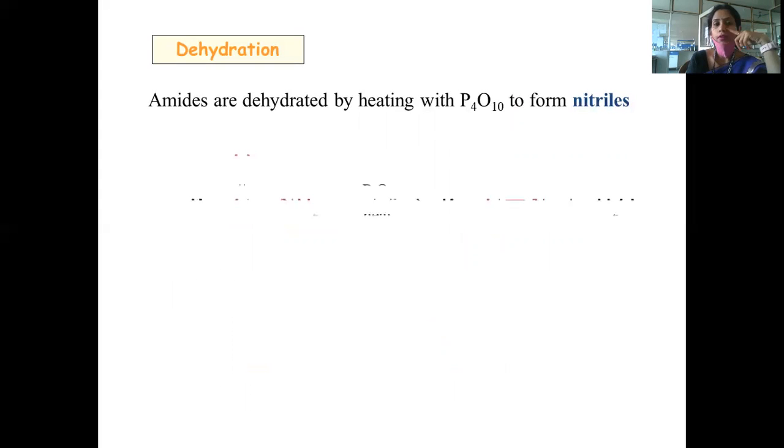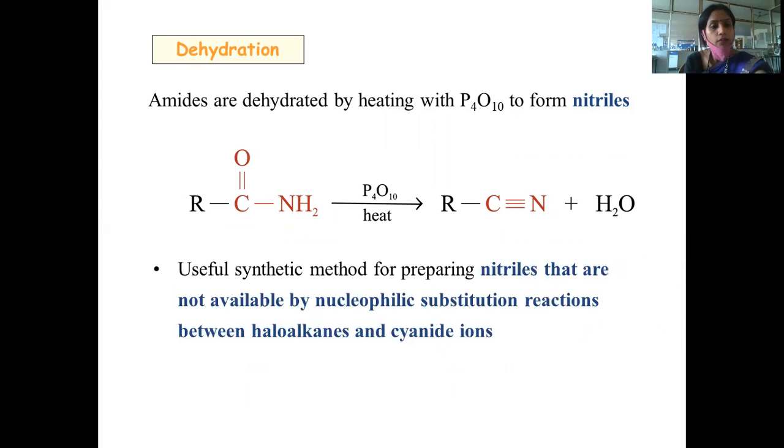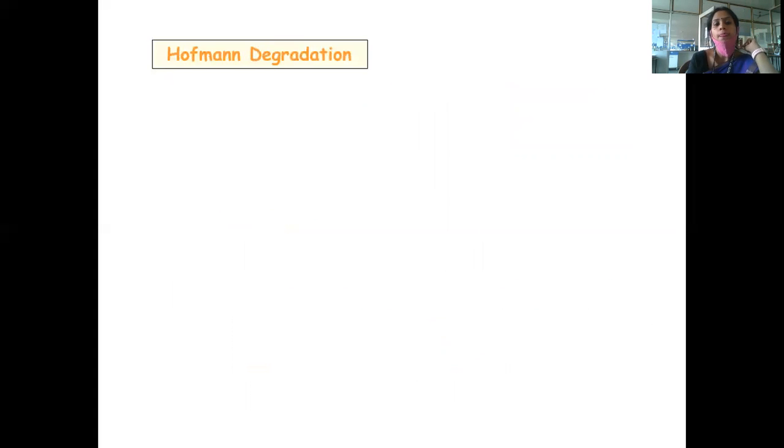Then dehydration. The dehydrating agent used is P4O10. So amides, when dehydrated, you can see RCONH2, O and H2 get removed. So what we get? RCN, which is nitrile or cyanide. And this method is very useful for preparing nitriles, which are otherwise not made available by other substitution reactions.